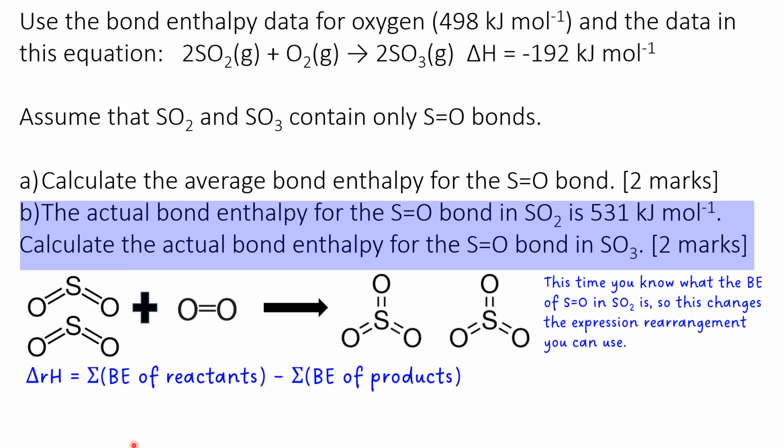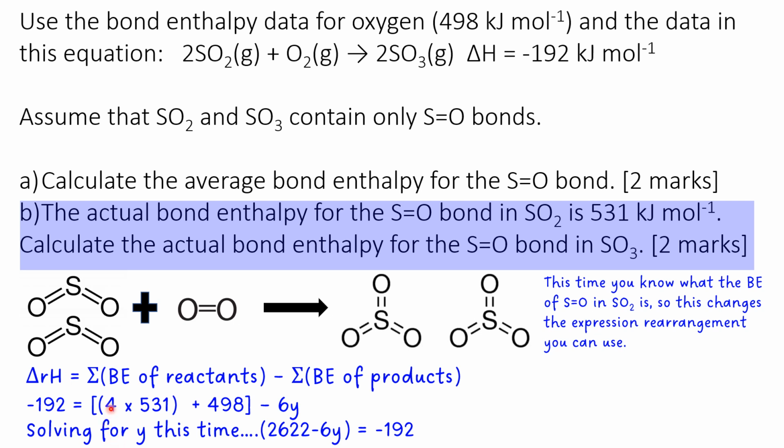So using the same expression, this time I'm going to call the unknown bond enthalpy, the S double bond O bond in SO3, I'm going to call that Y. So 4 531s plus 1 498 minus 6Y will give us minus 192. So again, bond enthalpy of reactants is in the square brackets, bond enthalpy of products is 6Y.